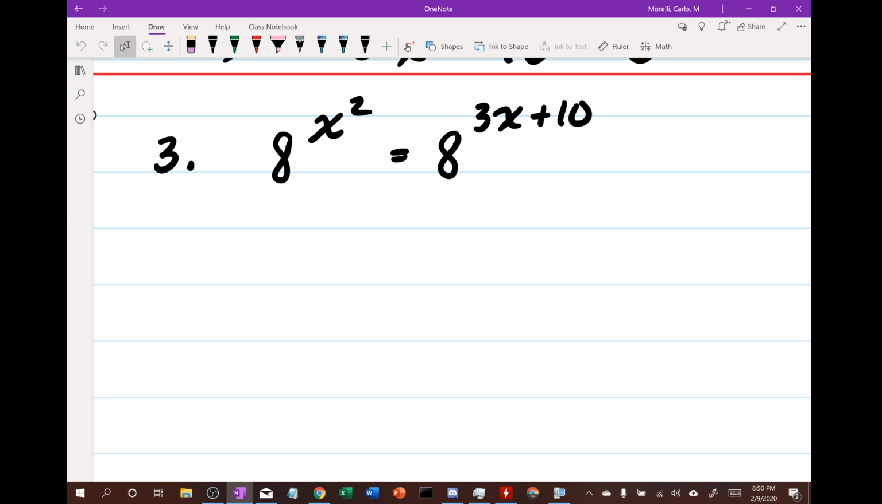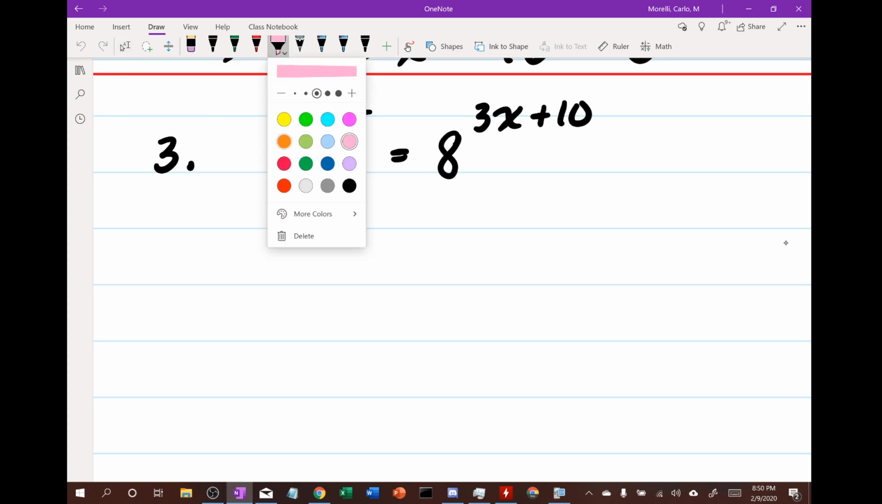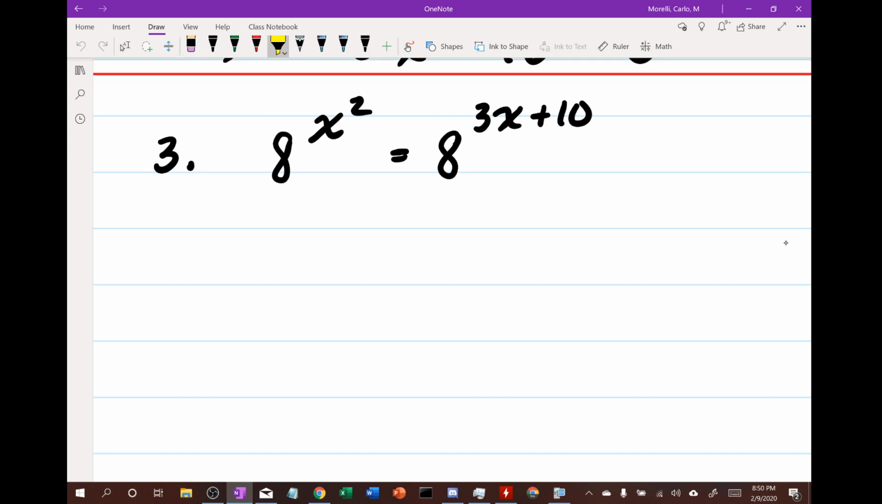So here's the thing. These 8s are the same number. For exponential functions, what that means is that we just bring down the exponents and set them in front of the 8s. And then the 8s just cancel out. I'll wait for that to catch up on video.